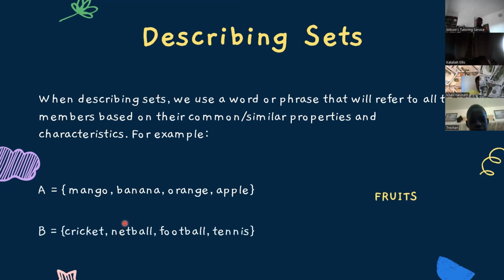All right, Trishan, I'm going to give you this one. So set B has cricket, netball, football, and tennis. What would you refer to this as? The set of sports. Of sports. And I was a bit extra by saying played at my school.